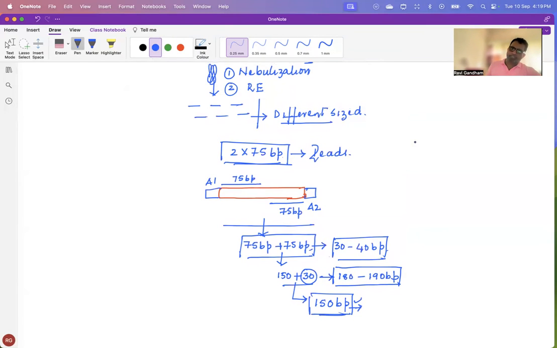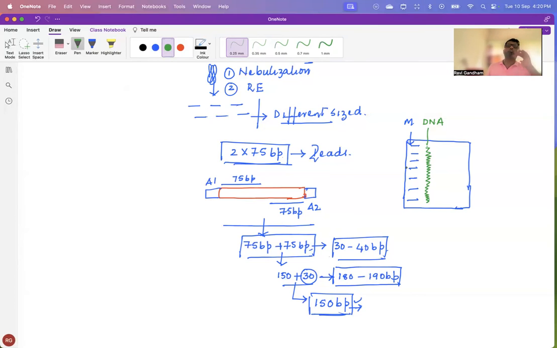Now, how do you select this? Now you run a gel. You take a gel. Run a marker here. Let us say this is 100, 200, 300, 400, 500, 600, and likewise. And then in the next well, here, you run your DNA sample. This DNA sample that is run will give you a smear because you have fragments of all sizes.